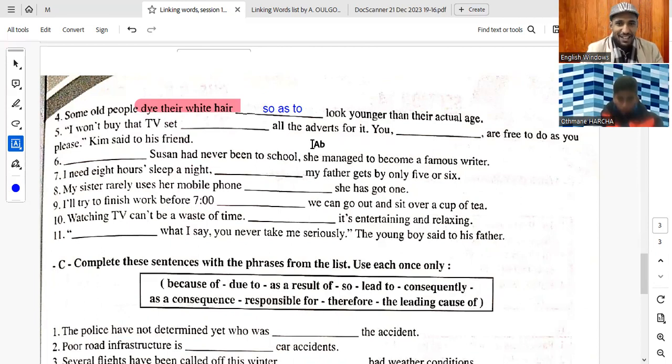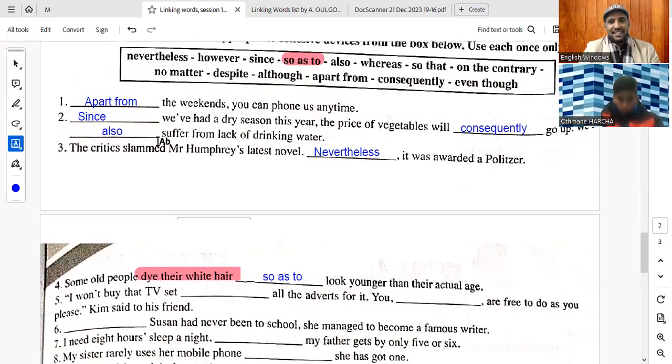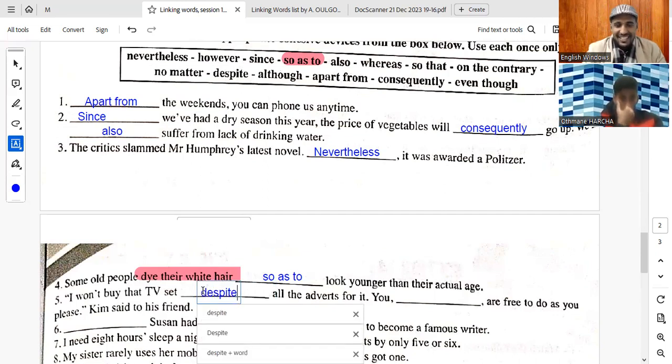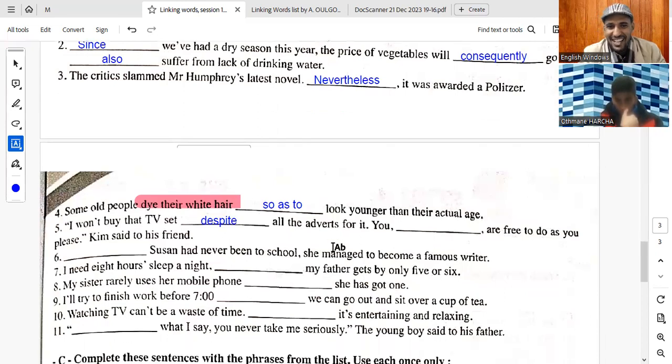Yes. So we need something here, right? Something suitable for the function here, right? Something. Despite. Despite, that's very good. Despite all the adverts for it. Excellent job, guys. Voilà, right? Despite all the adverts for it, despite all the advertising they are doing for it, right? Okay, despite all the adverts for it.